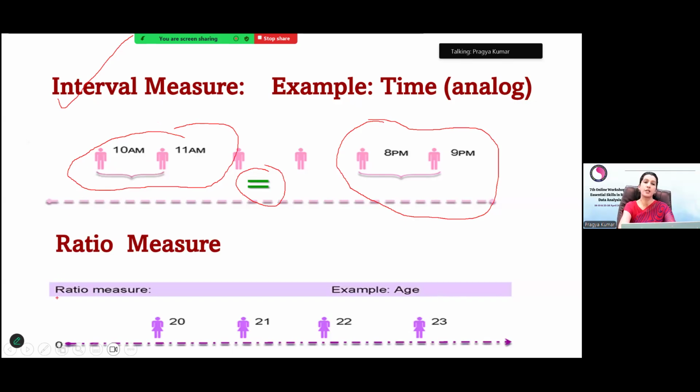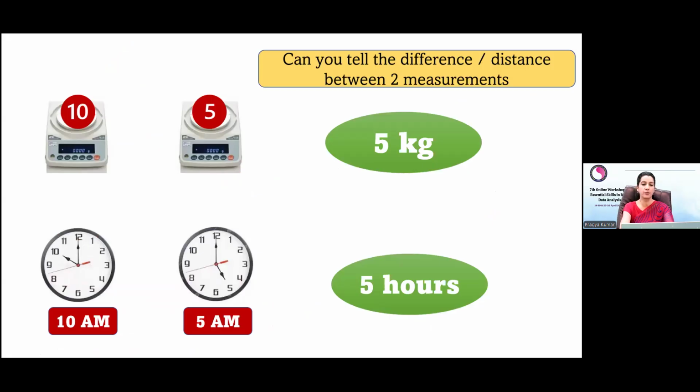And then comes the ratio measurement. So what is a ratio? In ratio, you have got an absolute zero. That means if there is one girl whose age is 20, and there is another girl whose age is 21, I can calculate a ratio between 21 and 20. I can also calculate a ratio between 22 and 20, because it has got an absolute zero.